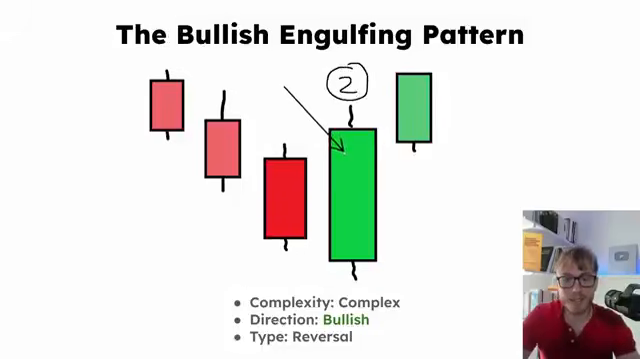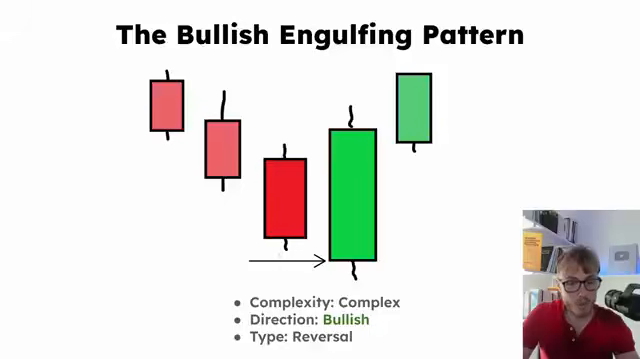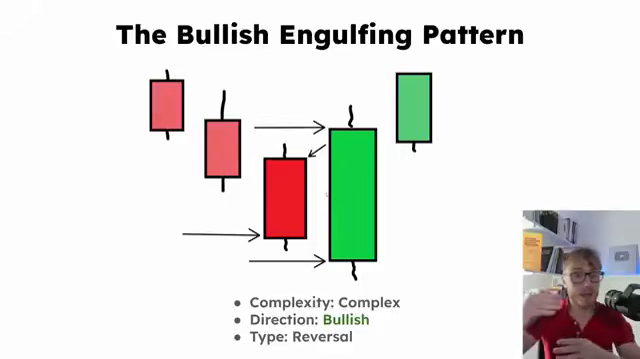It's this green candle right here. And in order to find a bullish engulfing, we want the next candle to be a green one, and it needs to open below the close of the red one. So it needs to open below this point right here, and the green candle needs to close above the open of the red candle. And this is why it's called an engulfing pattern, because the green candle is larger and engulfs the previous red candle.